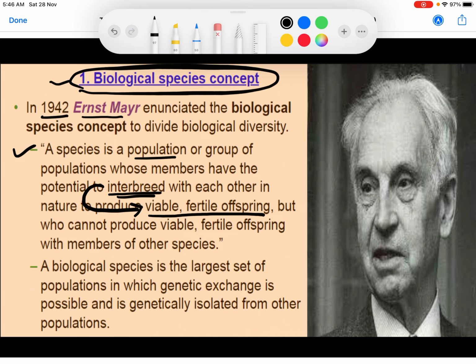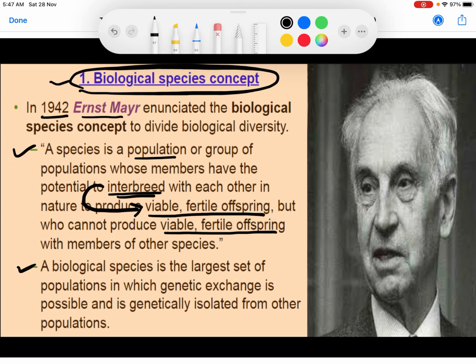But they cannot produce viable fertile offspring with members of other species. So they are different from the other species with respect to the factor of reproduction. That's what you are supposed to remember. So they are reproductively differentiated. This is the proper word to remember. Okay.